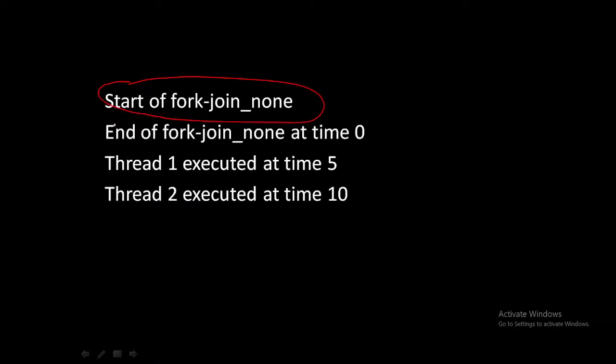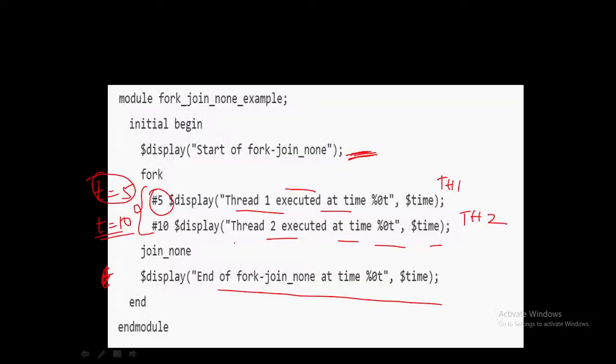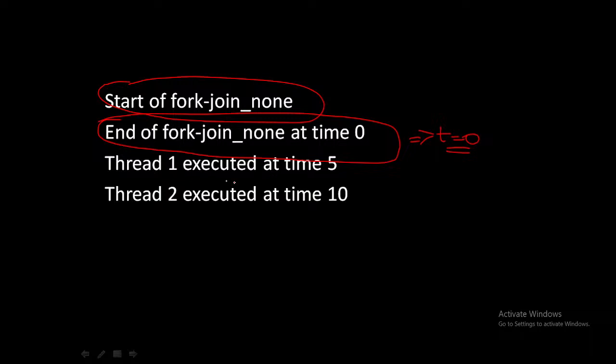If you see the output, you are directly getting end of fork join none at time t is equal to 0. At time t is equal to 0 only, you are getting the display statement which is outside the fork join none, that is, end of fork join none. And afterwards at t is equal to 5 time units, you are getting thread 1 executed, and thread 2 executed at t is equal to 10. So this is the use case of fork join none.